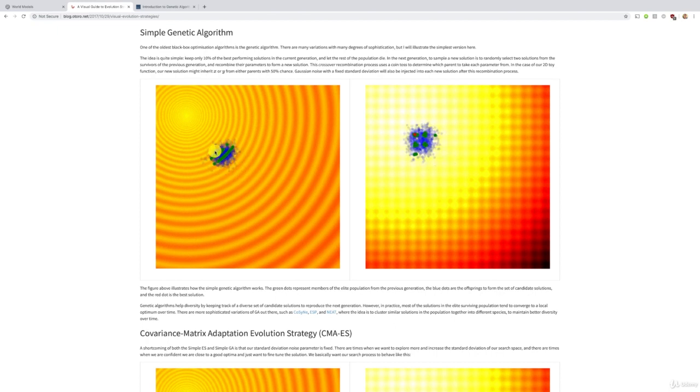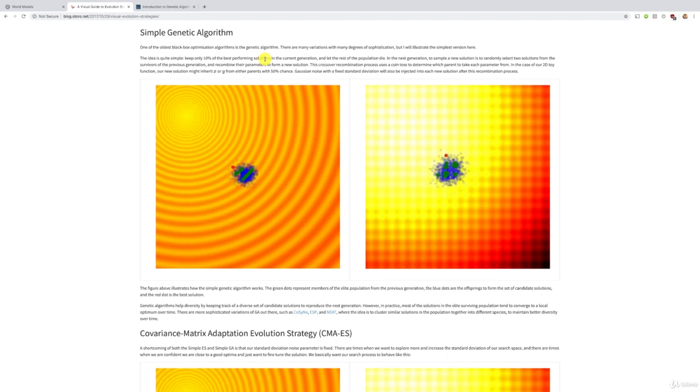The red dot is going to be the maximum among the sampled solutions, and you're going to see that the green dots are actually what we call members of an elite population. Because what is the idea of the genetic algorithm? Well, the idea is to keep only 10% of the best performing solutions after you sample the solutions.